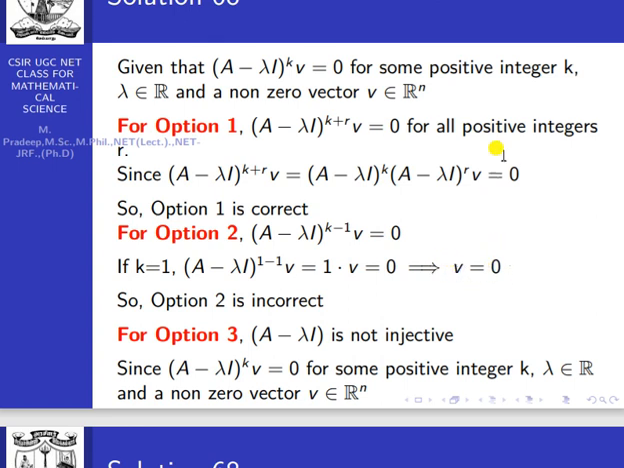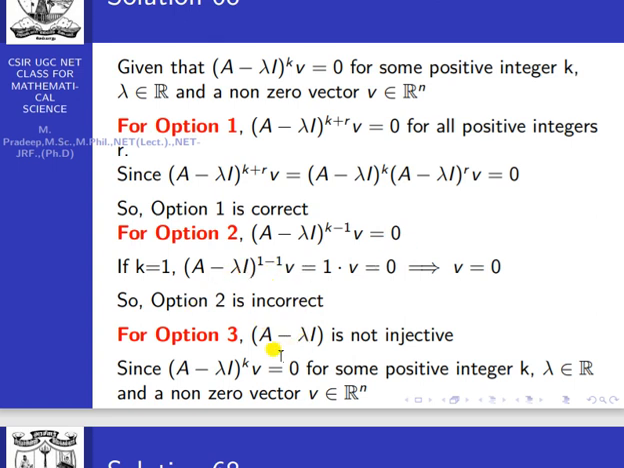Already discussed in the hypothesis, in the given problem, v is a non-zero vector. But when we take k equal to 1 in (A minus lambda I)^(k minus 1) v equal to 0, we get v is the zero vector. So this is a contradiction to our hypothesis, our assumption in the problem. So option 2 is incorrect.